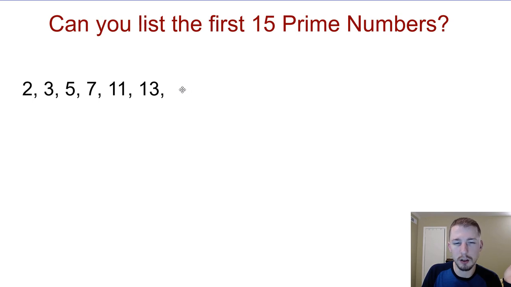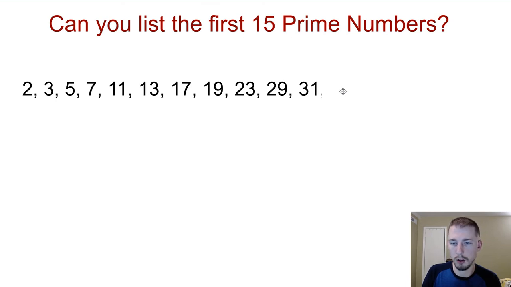Not 15. 17 is prime. 19 is prime. 21 is not prime. 23 is prime. Yes, got it. 25, no. 27, no. 29, yes. 31, yes. 33, no. 35. See, notice how I'm only checking the odd numbers? 35, no. 37, I feel like it's a no, but it's a yes. Yeah, 37 is. You get it.